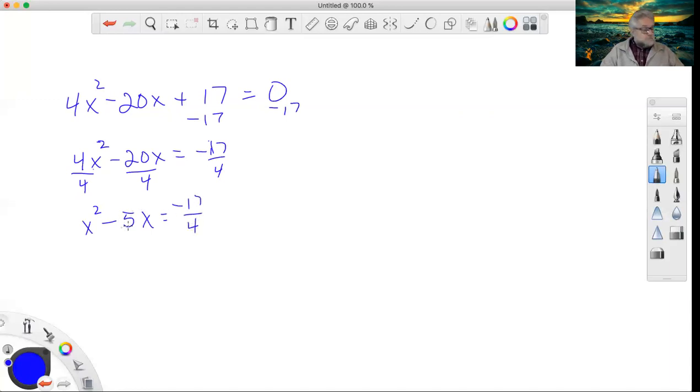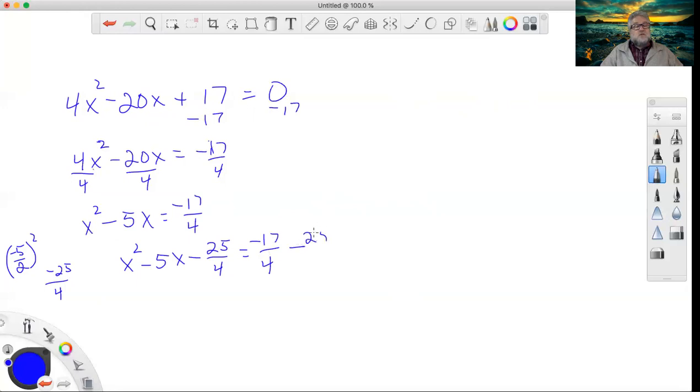Now I got to do my thing. And this really sucks because this is an odd number now. But I'm going to take 5 over 2, and then I'm going to square it. I take half of this number and square it. Minus 5 over 2, and then square it. So I get 25 over 4. So that's what I'm going to add to both sides. x squared minus 5x plus 25 over 4 equals minus 17 over 4 plus 25 over 4.